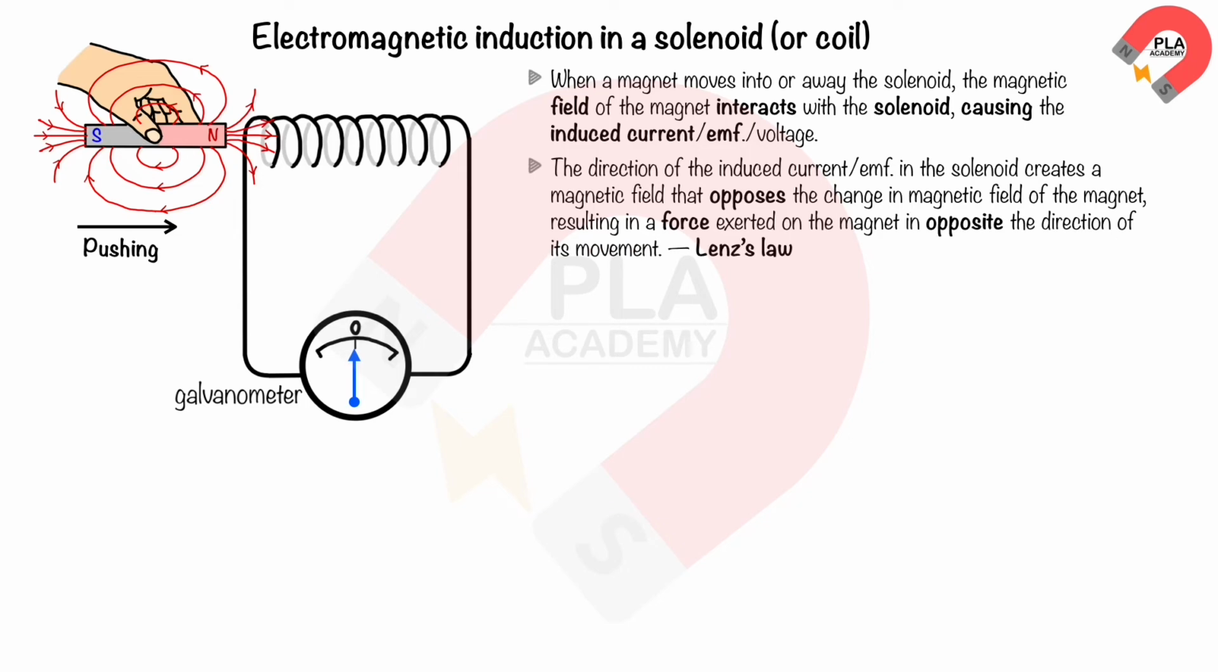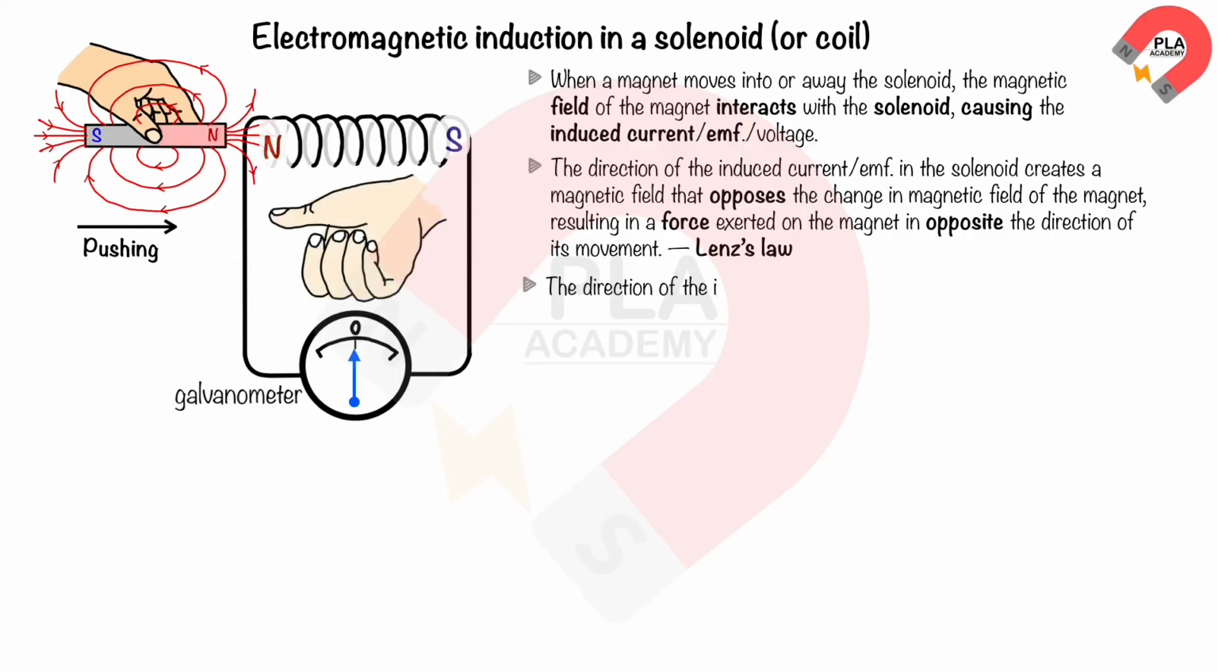This is known as Lenz's law, which states that the direction of induced EMF in a circuit always opposes the change in magnetic field that produced it. The left end of the solenoid becomes a north pole when the magnet moves into it, creating a repulsive force that opposes the magnet's motion. And the right end becomes a south pole.